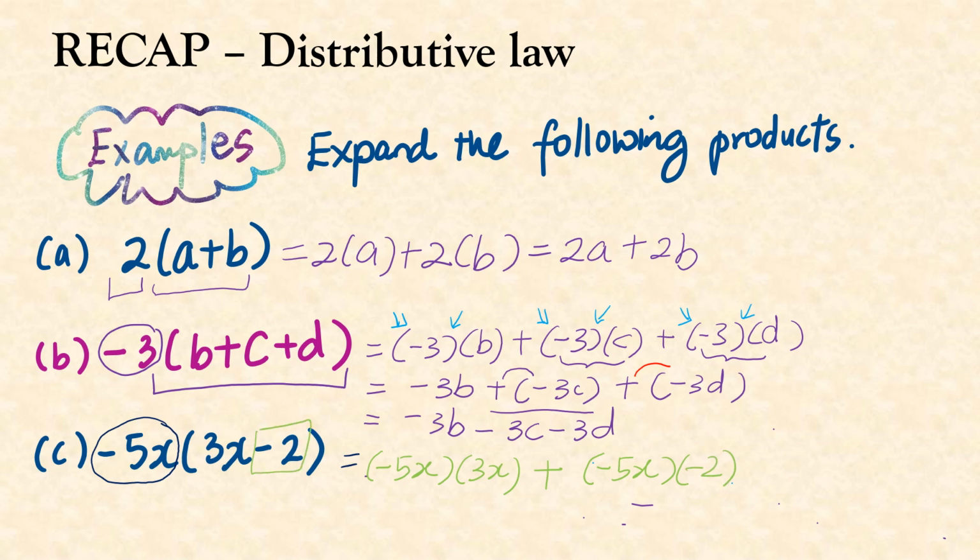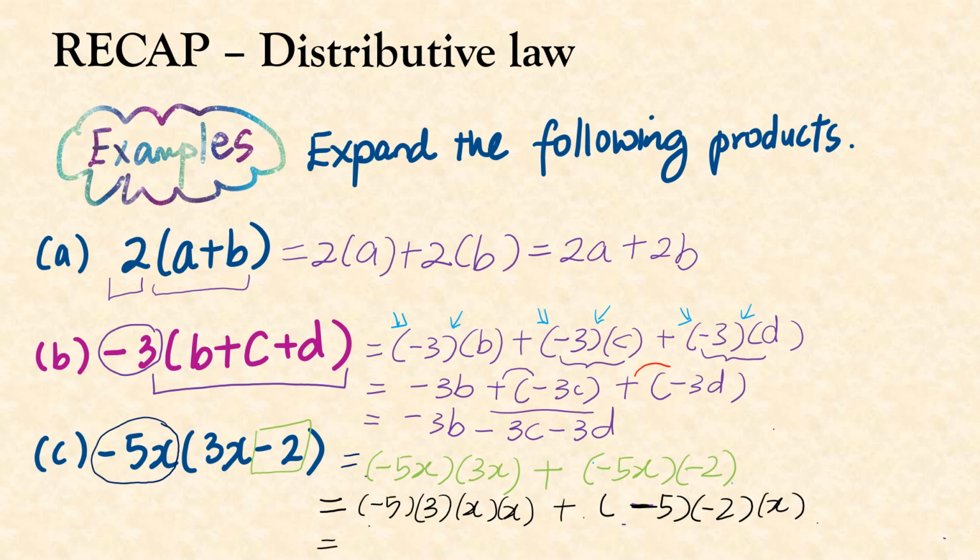What I'm going to do next is change to a black color. I'm going to group all the numbers together, and the variables together. So negative 5, I'll put it close to 3, and then x close to x. Similarly for this one here also: negative 5, put it together with negative 2, and then of course your variable x right behind.